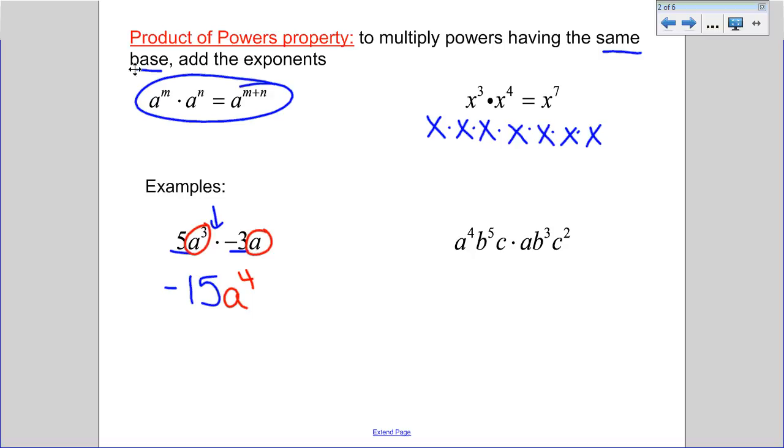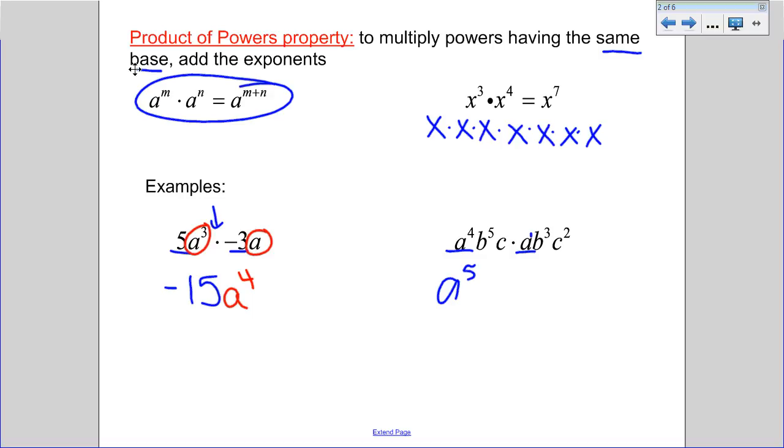Does it matter how many bases they give me? No, the rule is still the same. I take all my a's. So how many total a's do I have here? 4 and 1 is 5. I couldn't tell if I was hearing 5 or 9.